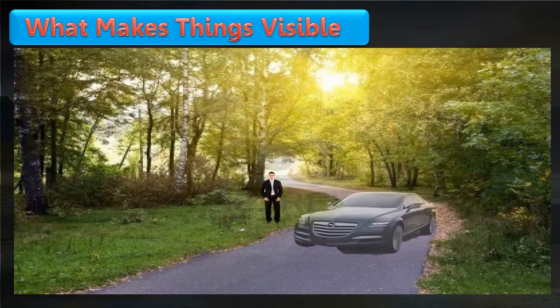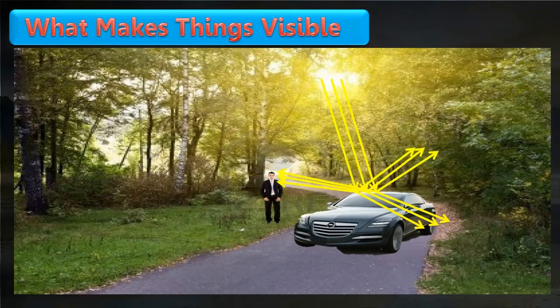Light coming from a light source bounces off a non-luminous object and enters our eyes. When rays of light enter our eyes, they fall on a light-sensitive layer at the back of the eye called the retina. They are then transmitted to the brain through the optic nerves, and the brain interprets the image formed on the retina. This is how we see objects around us.